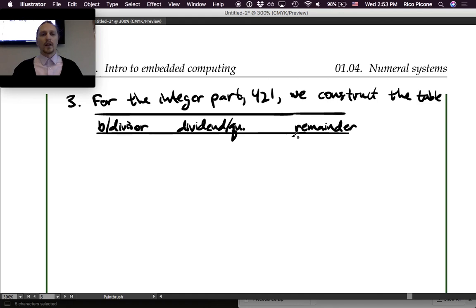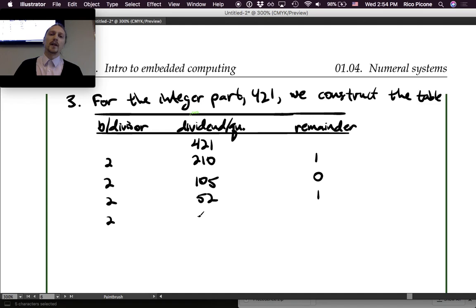We start out with 421, converting to binary, so we divide by 2, and we get 210, remainder 1. Divide by 2 again, we get 105, remainder 0. Divide by 2 again, we get 52, remainder 1. Divide by 2, we get 26, remainder 0. Divide by 2, we get 13, remainder 0. Divide by 2, we get 6, remainder 1. Divide by 2, we get 3, remainder 0.